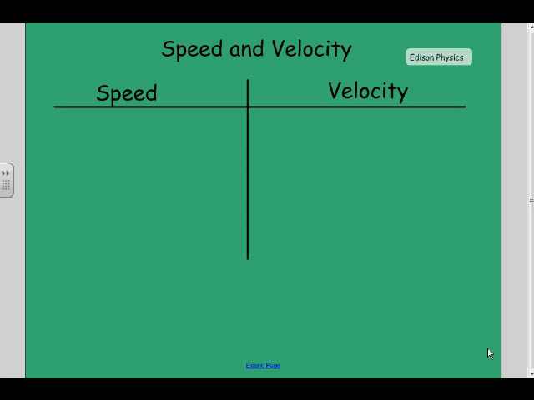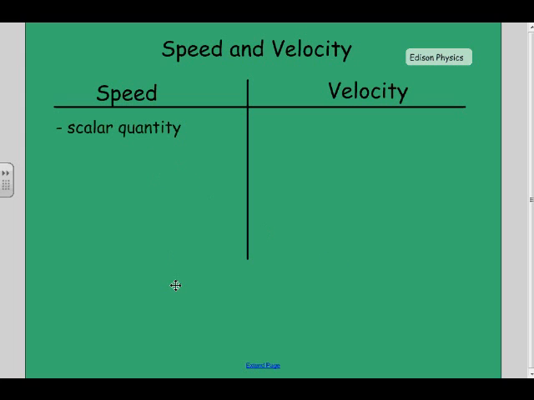Because there's two answers to how far, there's two answers to how fast. So one of these two quantities is going to be about distances, and one of them is going to be about displacements. So let's look at it a little bit more closely and compare how they're similar, and maybe more importantly, how they're different. So we'll start with speed.